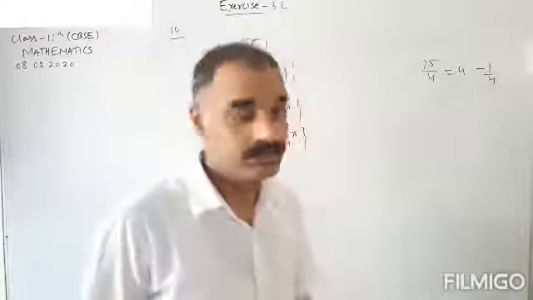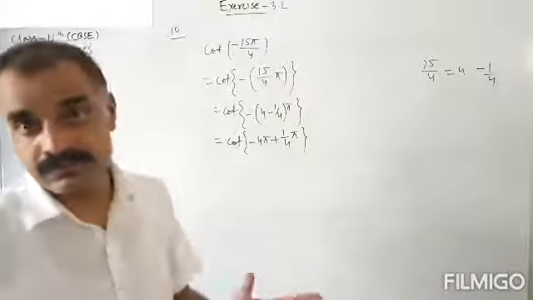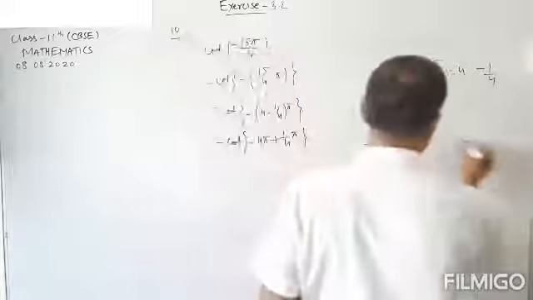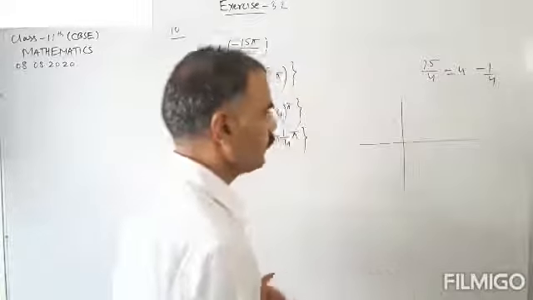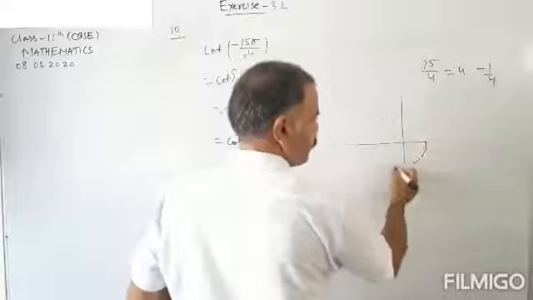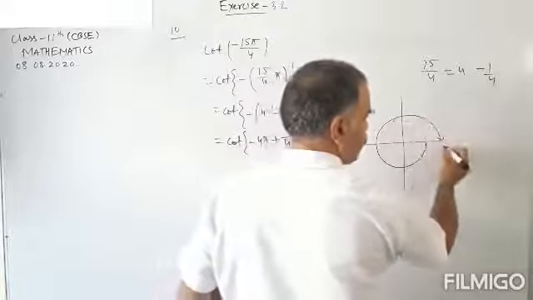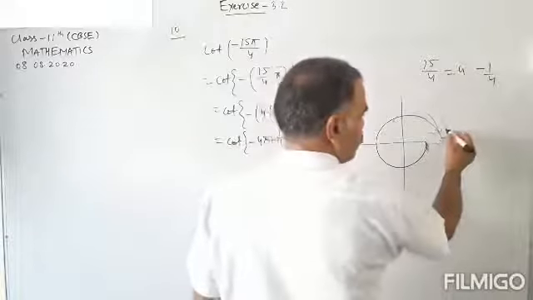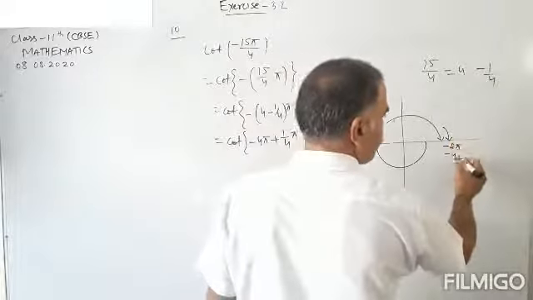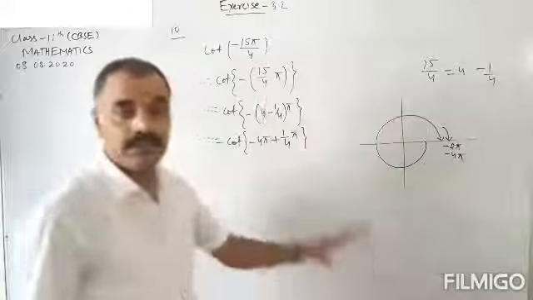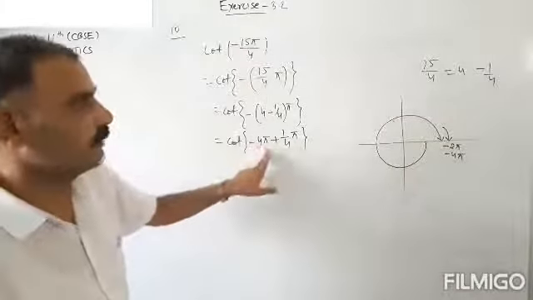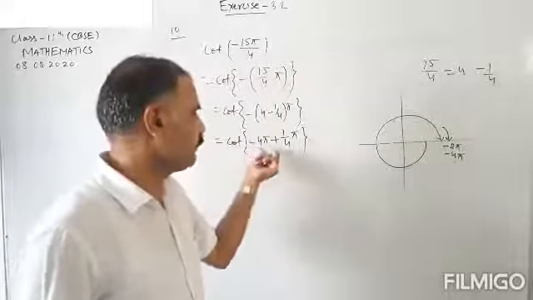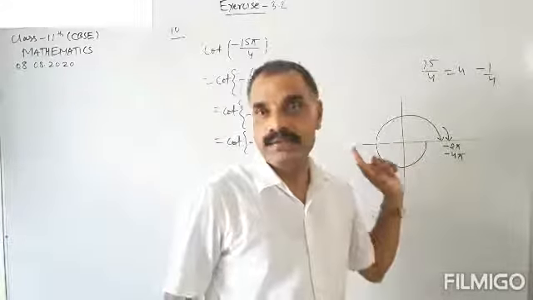Now minus 4 pi means clockwise direction. One complete rotation in clockwise direction is minus 2 pi, and the second complete rotation is minus 4 pi. The angle minus 4 pi is on the positive x-axis.